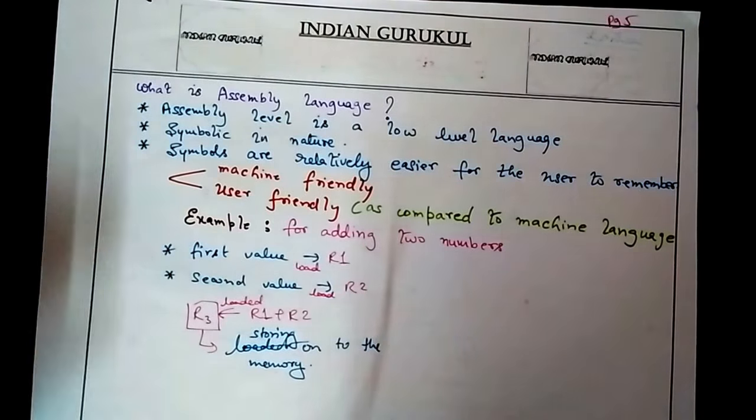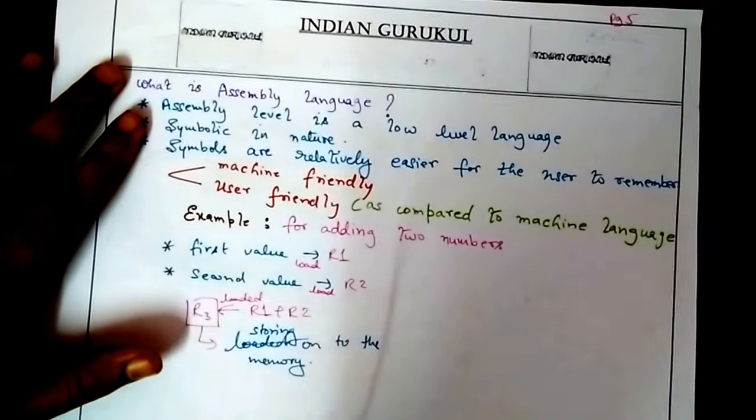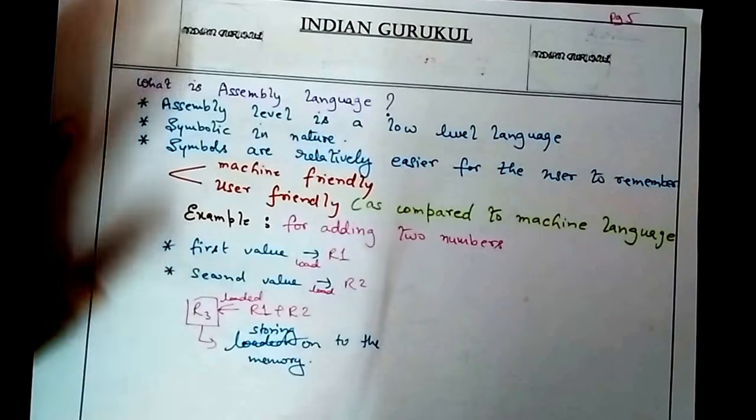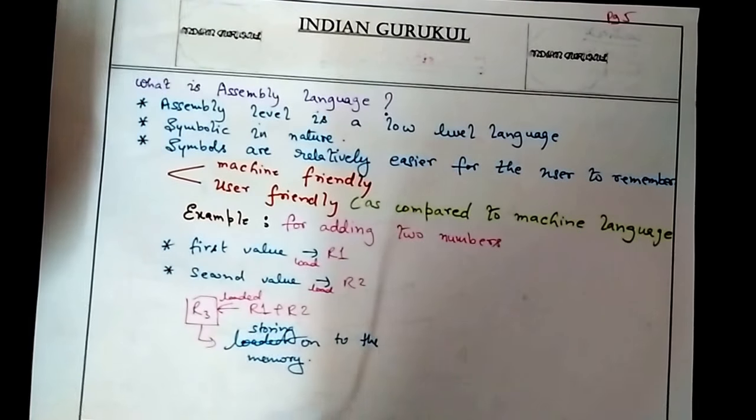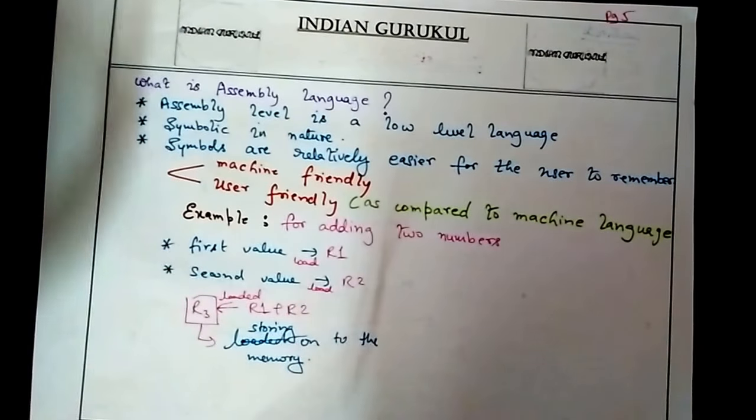So now we will try to understand assembly language. Assembly language is also a low level language. Assembly language is a symbolic language, so it is symbolic in nature.